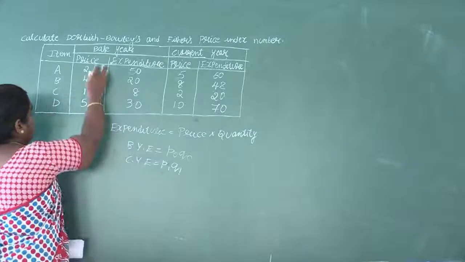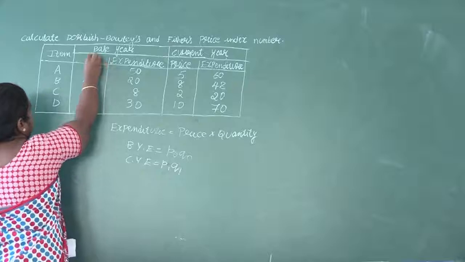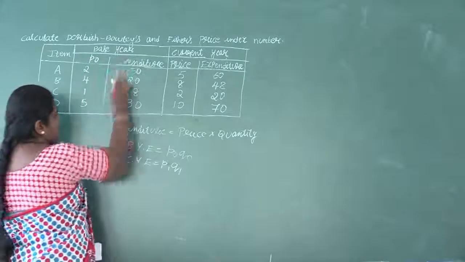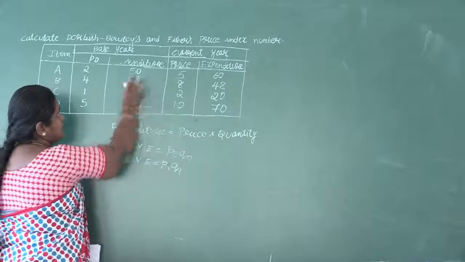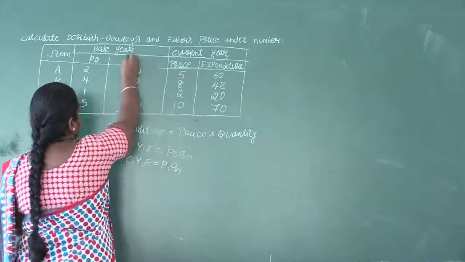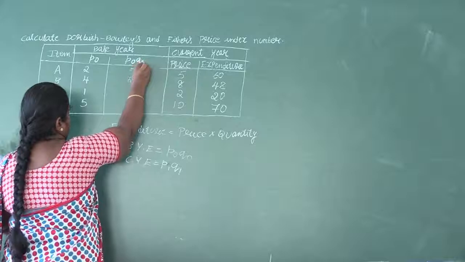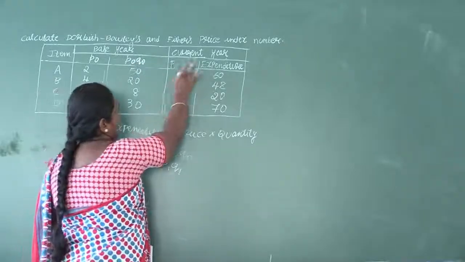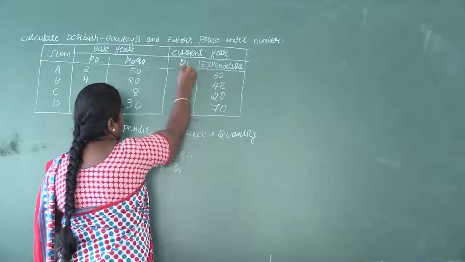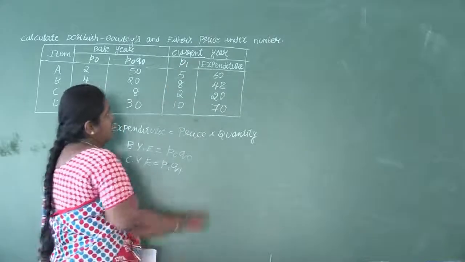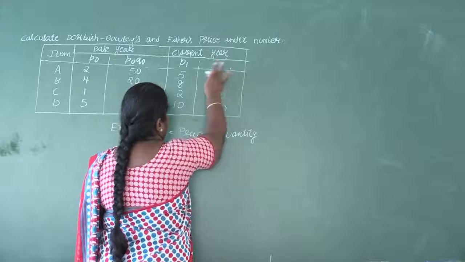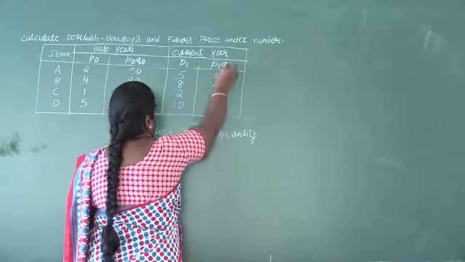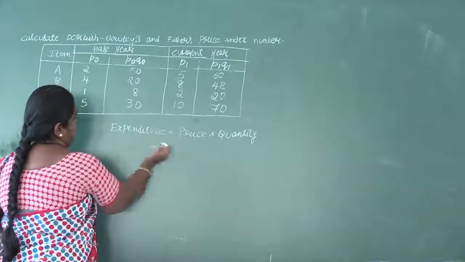So in place of base year price, we denote it as P0. Base year expenditure, I have written as P0 Q0. Current year price is P1. Current year expenditure is P1 Q1. I've written it this side. So P1 Q1. Now what is the first question?